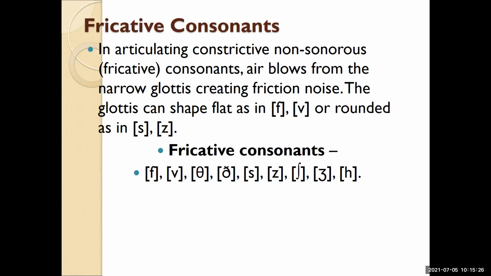And fricative consonants. In articulating constrictive non-sonorous consonants, air blows through the narrow glottis, creating friction noise. The glottis can be shaped flat as in f, or rounded as in s, z. And fricative consonants are further s, sh, zh, h, because w, r, y are medial lingual constrictive consonants, or sonorants.